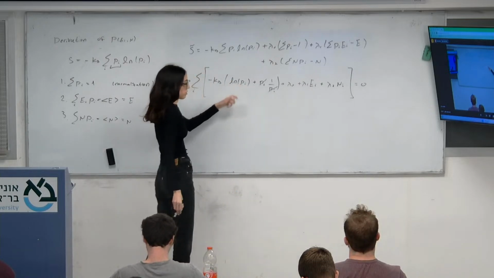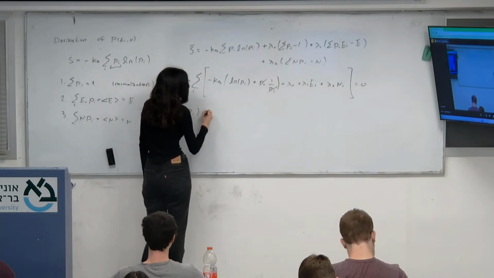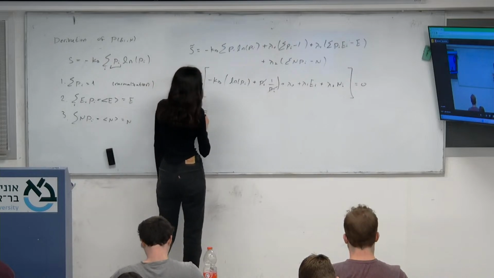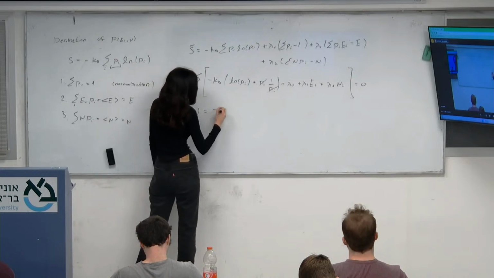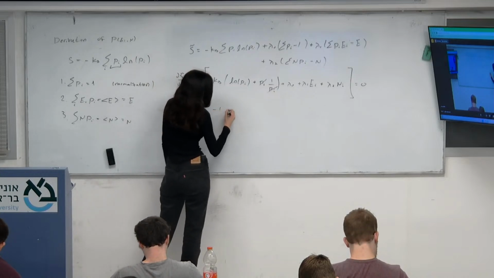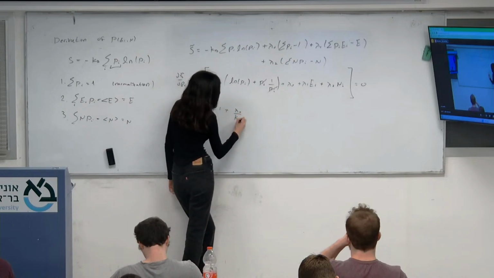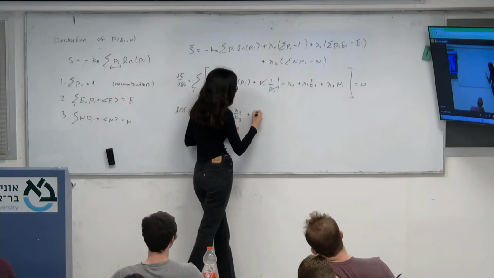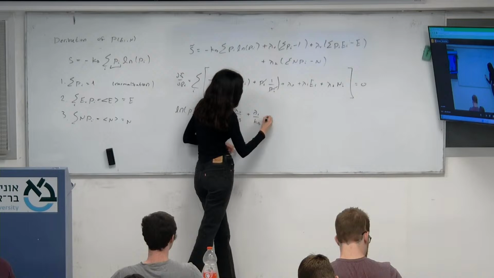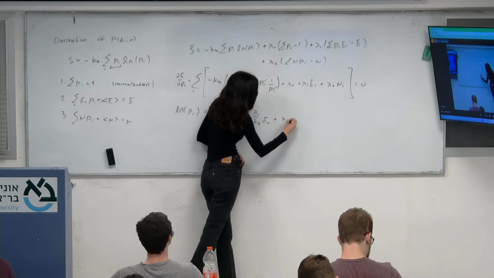So we want to isolate p_i, so the logarithm of p_i is equal to minus 1 plus lambda 0 over the Boltzmann coefficient, plus lambda 1 E, plus lambda 2 n.